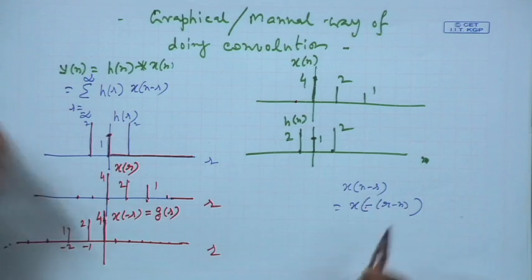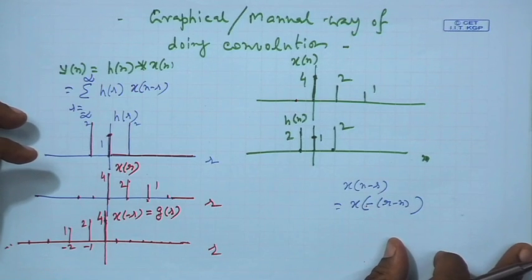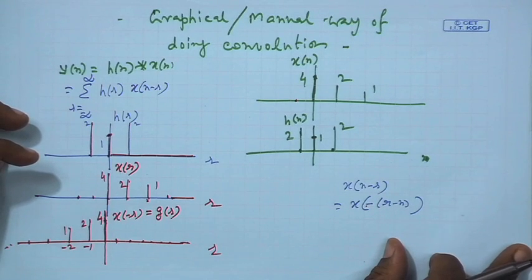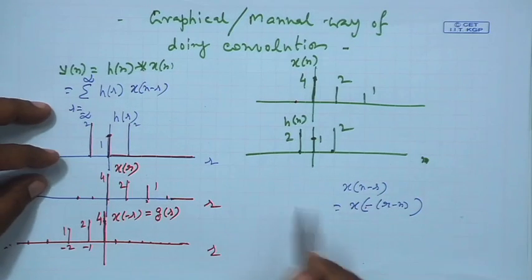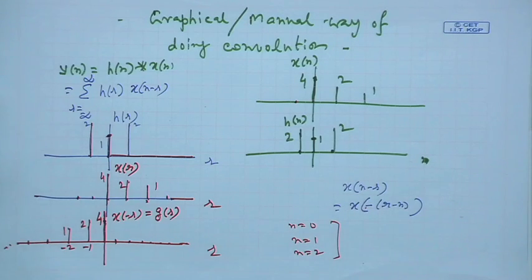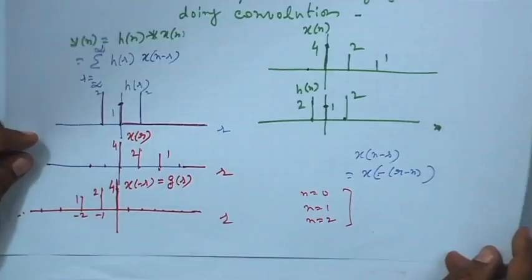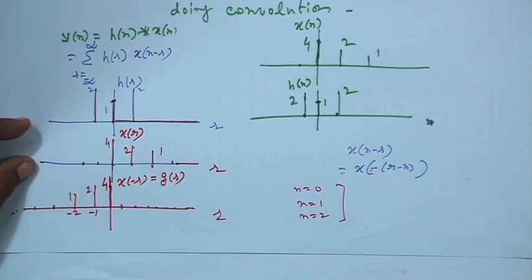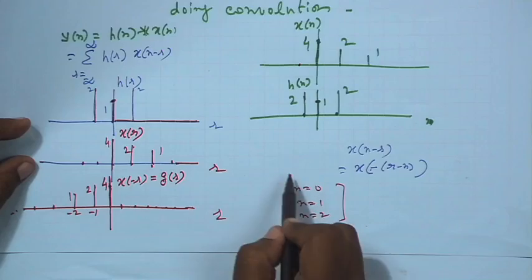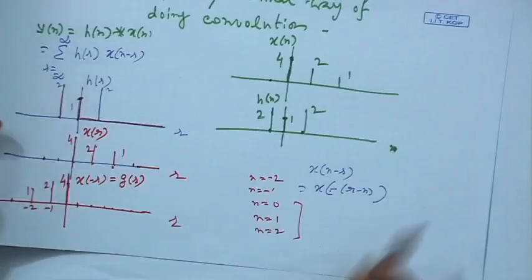All right. I want to carry out this convolution at various points. N equal to 0 and find out, n equal to 1, n equal to 2, and so on. If I do it, start with n equal to 0, then n equal to minus 1, n equal to minus 2, like that. Start with n equal to 0.